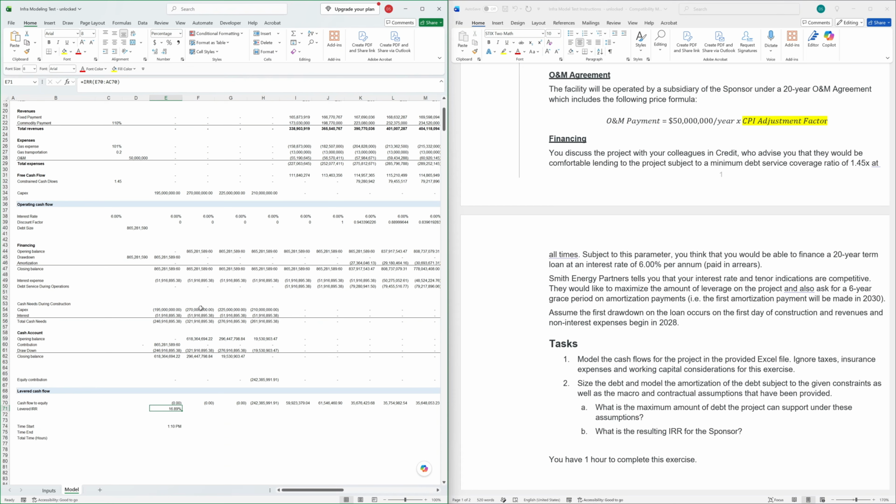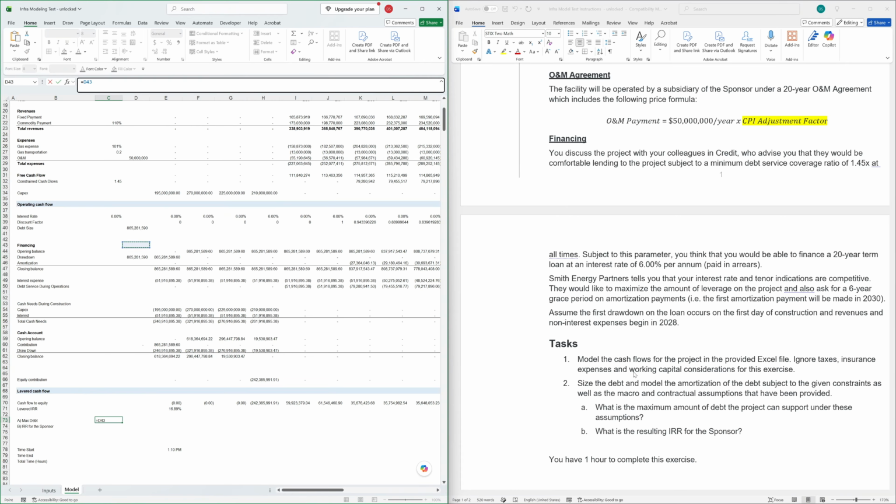So then we're going to simply grab our two questions, A, max debt, and B, IRR to the sponsor, and simply link these two. So max debt is the 865 million. Our levered IRR is 16.89%. And there you have your solution for our little case study.